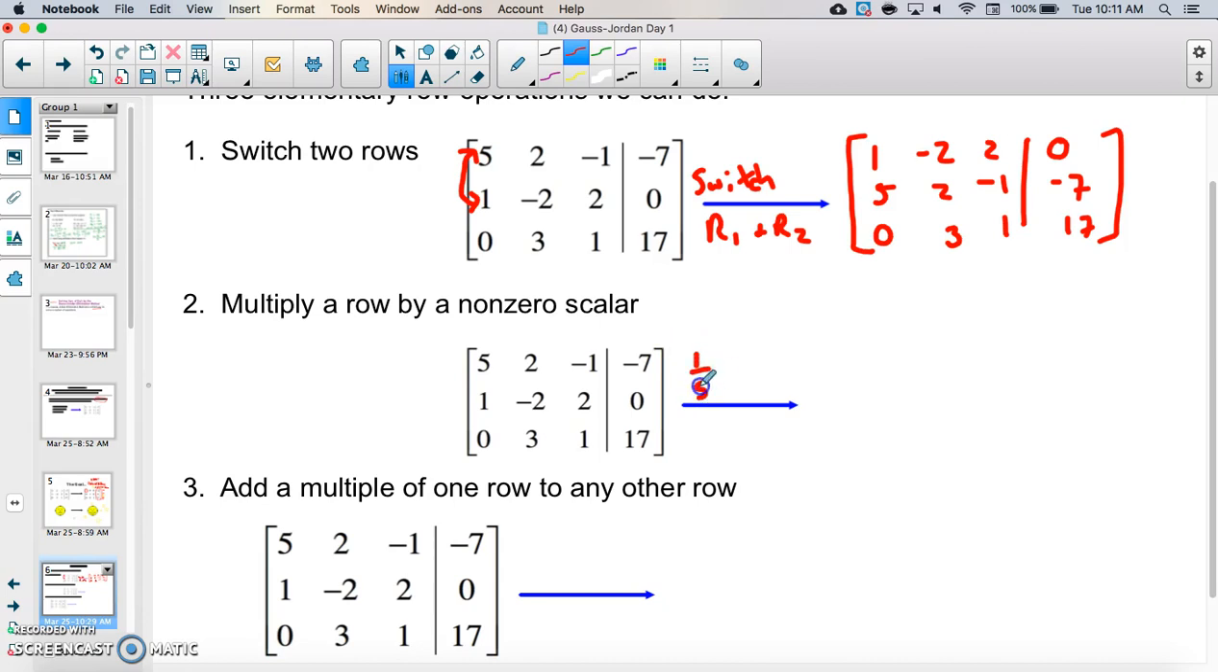So I'm going to do 1/5 multiplied by row 1. That means I'm just going to multiply row 1 by that 1/5, and everything else stays the same. So it turns into 1, 2/5, negative 1/5, and negative 7/5. And everything else stays the same.